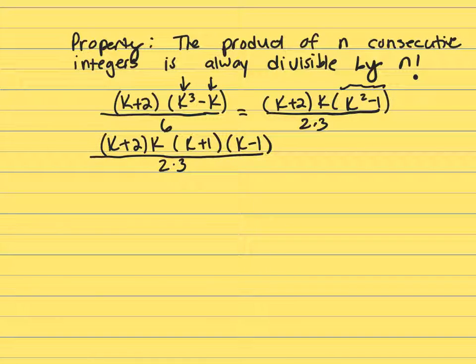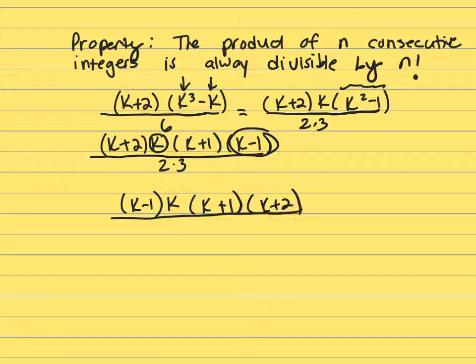Now look what we have here. If you have the number k, which is this one, the number before that one is k minus 1, which is that. The number after k is k plus 1, and the one after k plus 1 is k plus 1 plus 1, or k plus 2. All over 2 times 3.